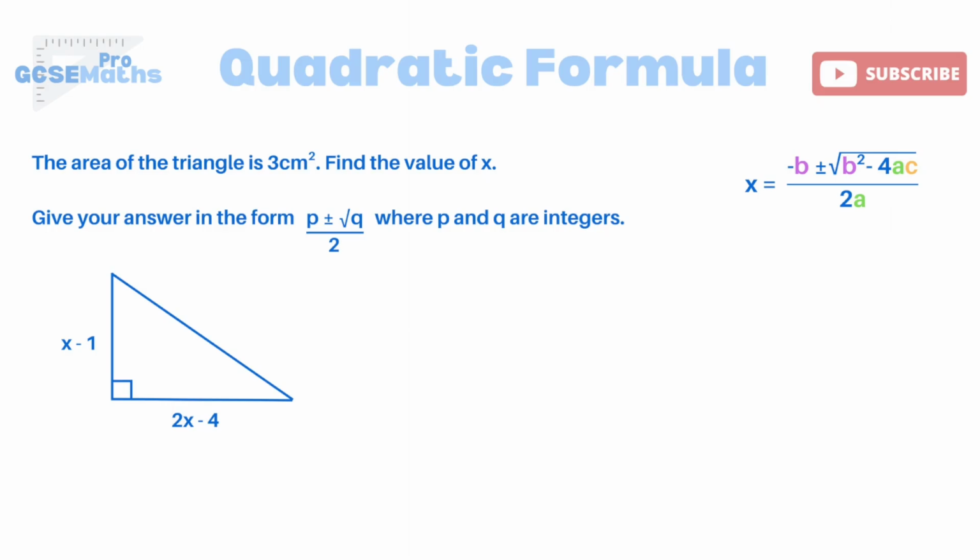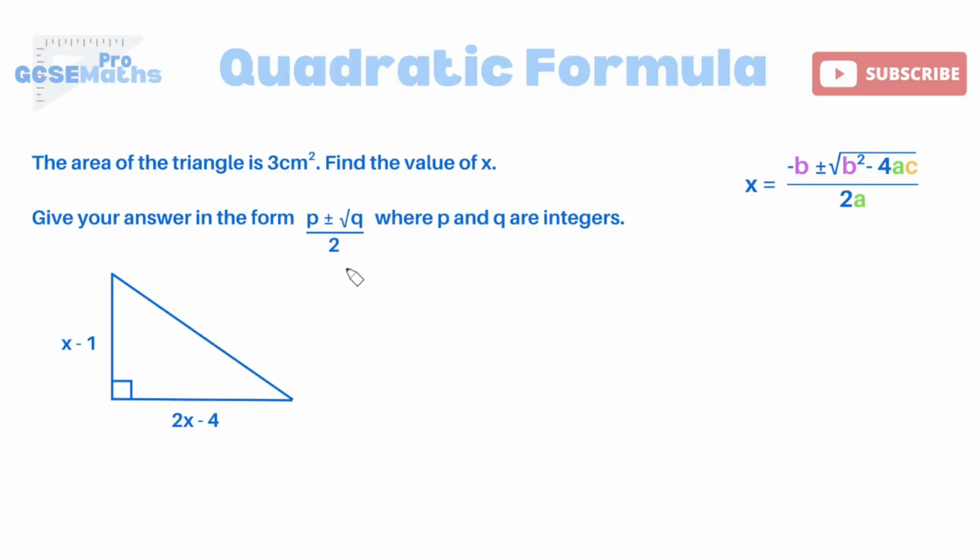What equation are we going to use? Well, the context is area. So we're going to use area of a triangle to set up an equation and then solve it to find x. Now, they've also then said, same as before, give your answer in the form p plus or minus root q over 2, where p and q are integers.